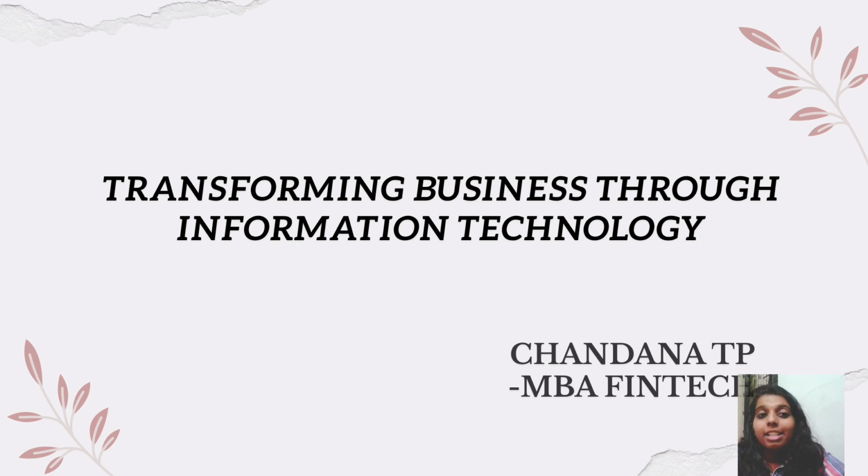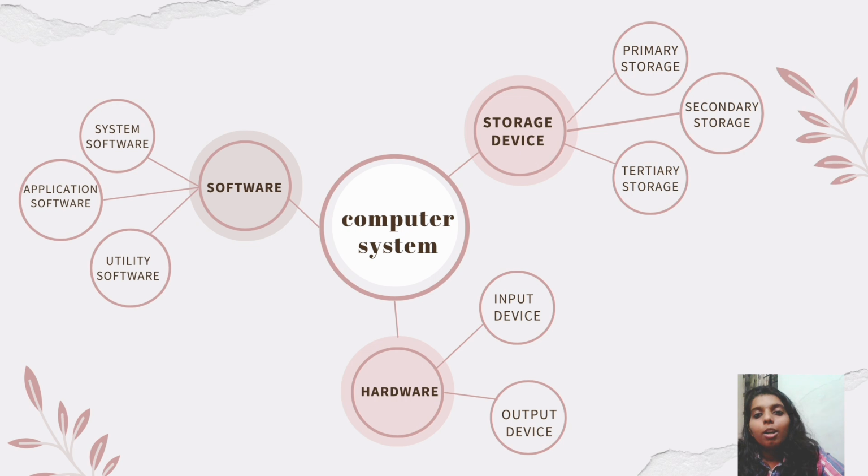Today I'll be talking about some basic but important concepts in computers, along with how information technology (IT) transforms businesses. What is a computer? A computer is an electronic device that takes input, processes it, and gives output. It works with hardware and software. From basic calculations to running an entire industry, computers have become a vital part of our lives.